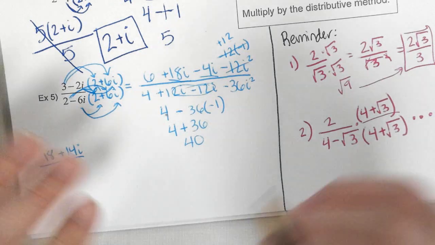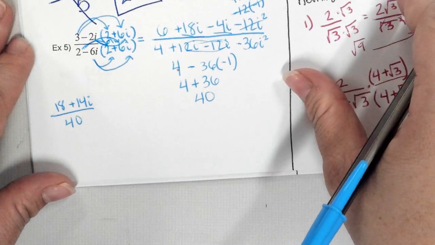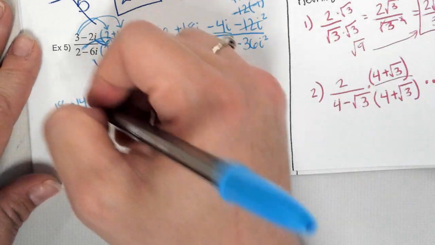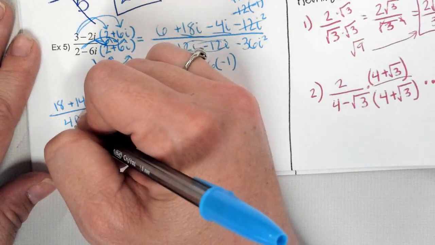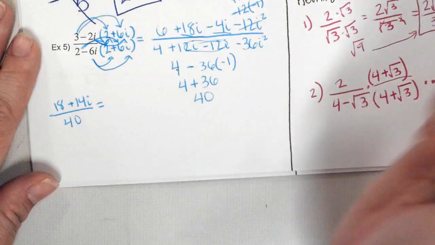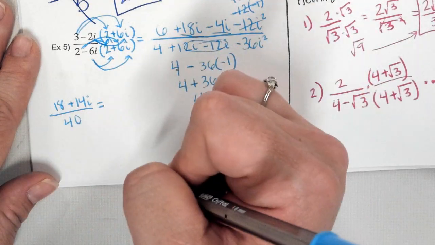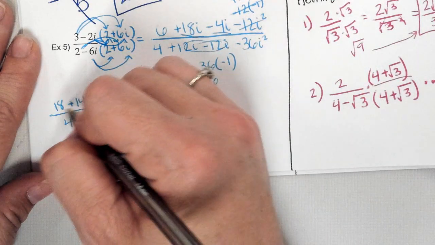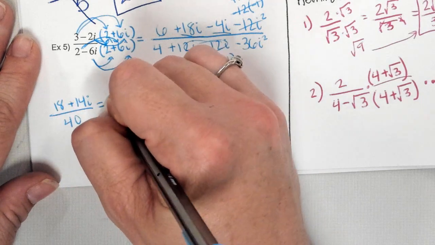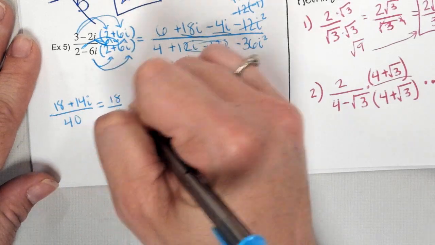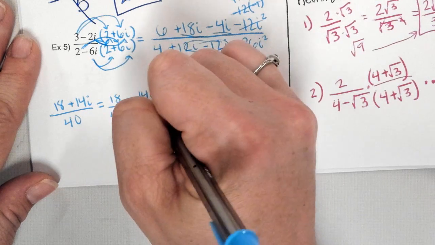Yeah, it can simplify. Now, here's the thing. When you simplify, please separate first. I've had a lot of people saying, oh, 18 over 40 simplifies to 9 over 20. Cool, 9 plus 14i over 20. That's not it. You have to simplify both terms on top. So 18 over 40 plus 14i over 40.